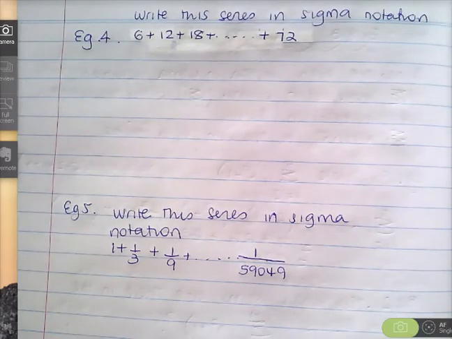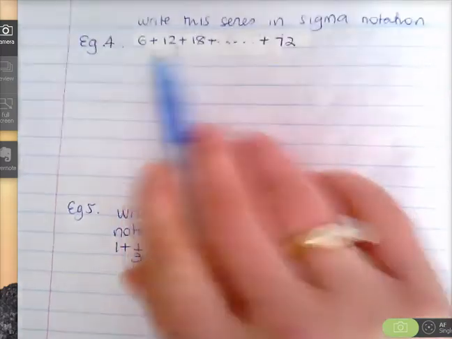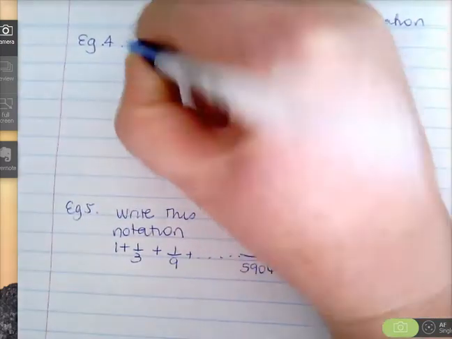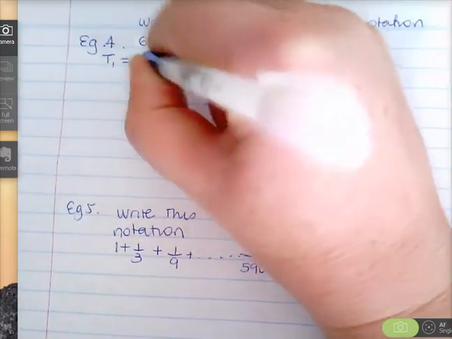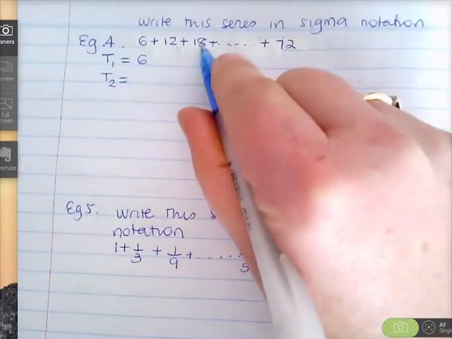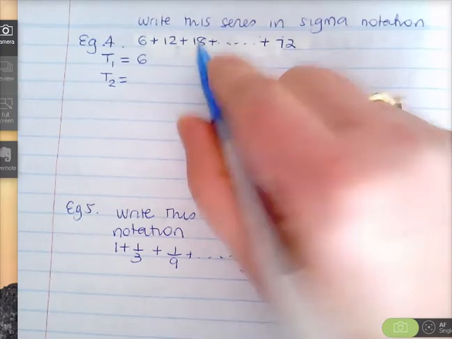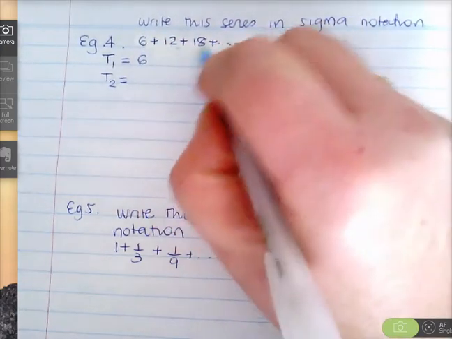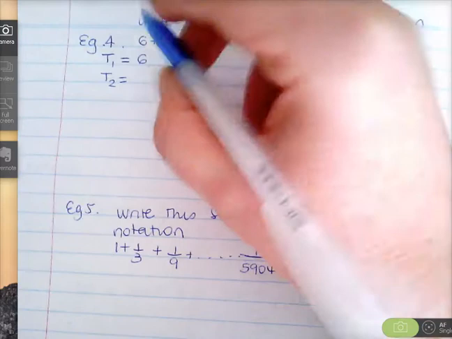Look, I'm just going to do another 2 examples. Write this series here in sigma notation. Well, it looks like the first term in this series is 6, and the second term is 12, and the third term is 18, etc. It looks like they're adding 6 onto each term in this series.